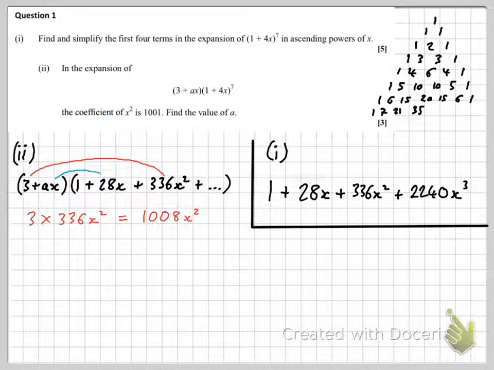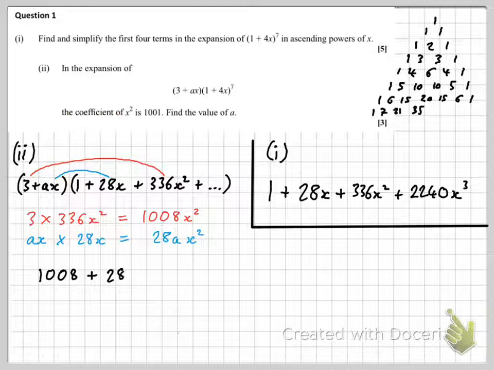And then ax times 28x is going to give you some more x squared. And that's it. There's no other way of creating x squared. So that's all we're interested in. And together, those 2 terms must add up to the number in the question, which is 1001. And solve that for a, and there's your answer.